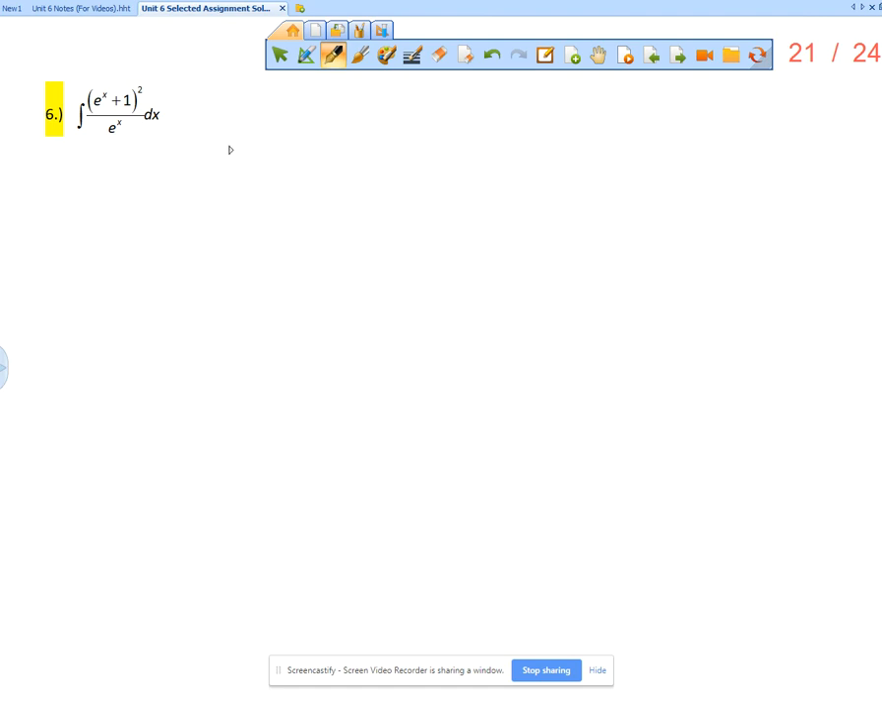But if you take the e^x + 1 as u, what is the derivative of that? Well, the derivative is e^x dx. But you don't have e^x dx. You actually have 1 over e^x dx. So that doesn't work. So how do you do it?